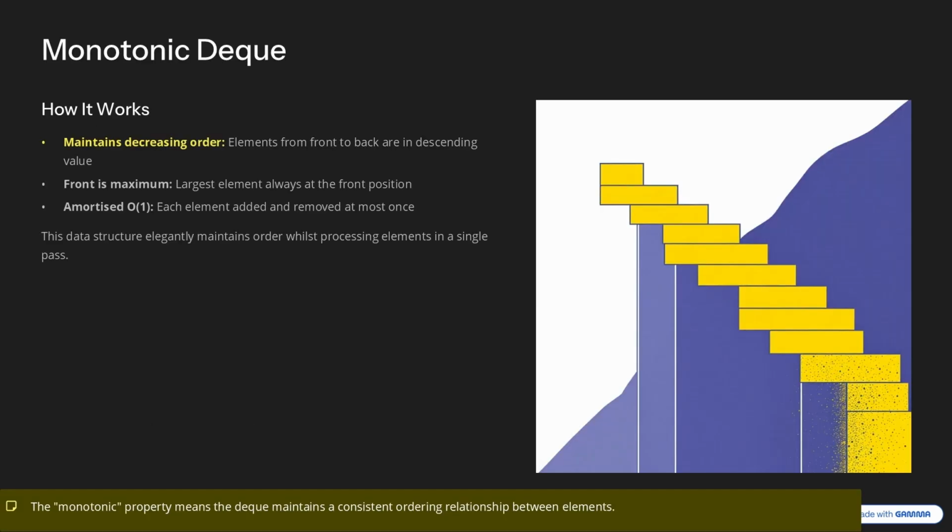This leads to a monotonic Deque. Monotonic means ordered. We maintain a decreasing Deque where the front always holds the maximum. Each element enters and leaves once, making the algorithm linear time.